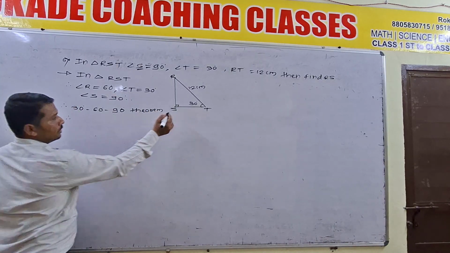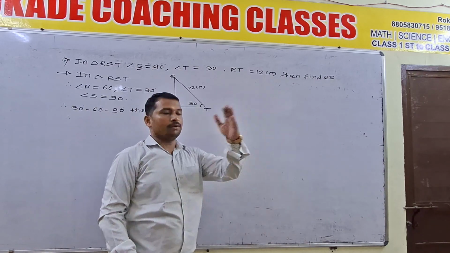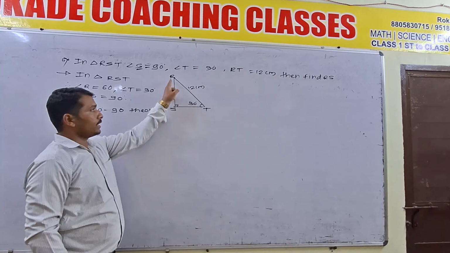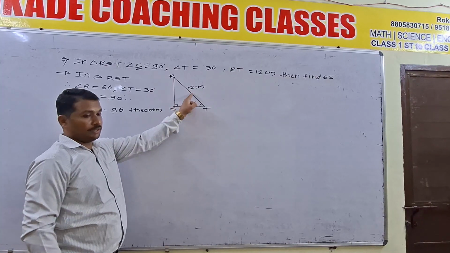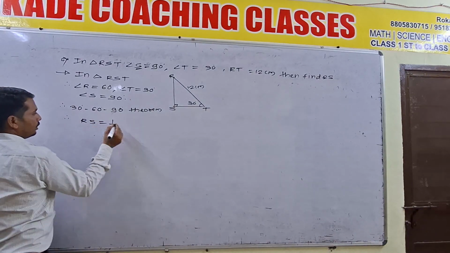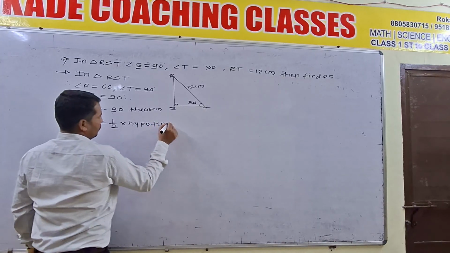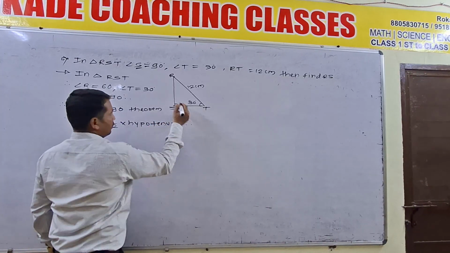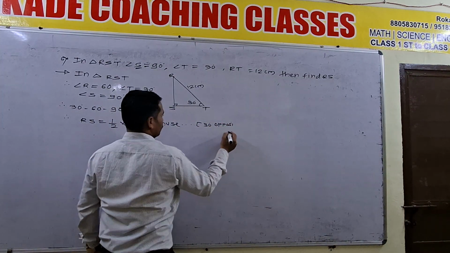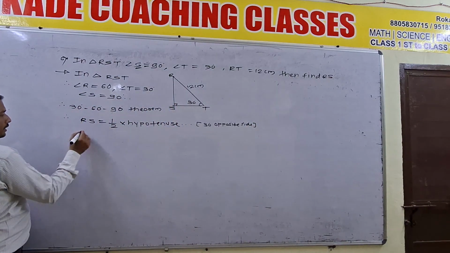The side opposite 30 degrees is half of the hypotenuse. Look at the board. The side opposite 30 is RS. So write down here: RS is equal to 1 half into hypotenuse, because 30 is the opposite side.